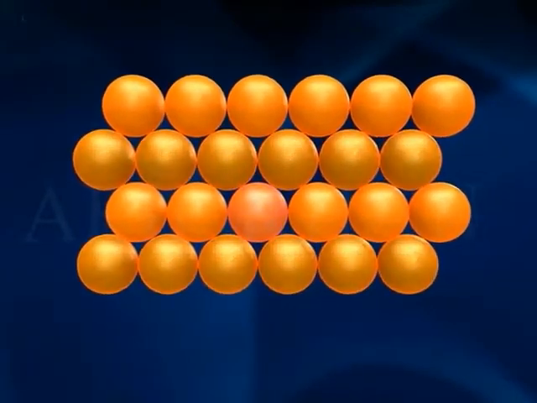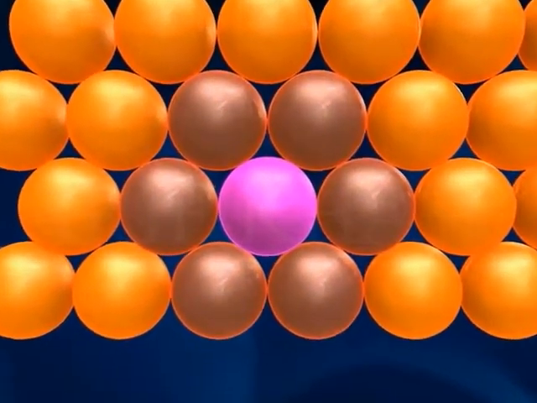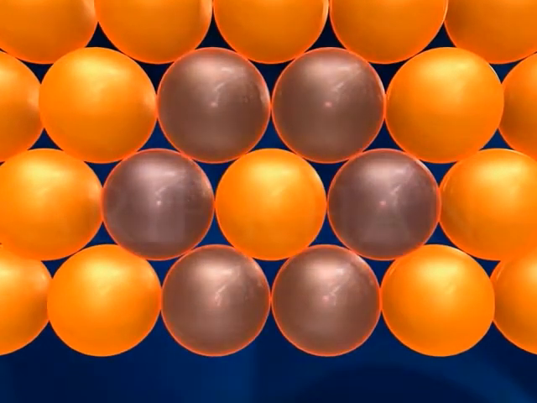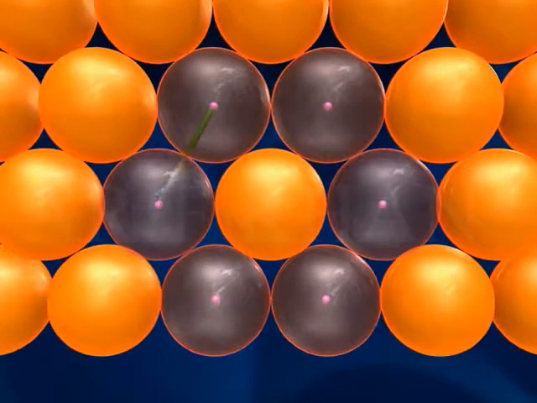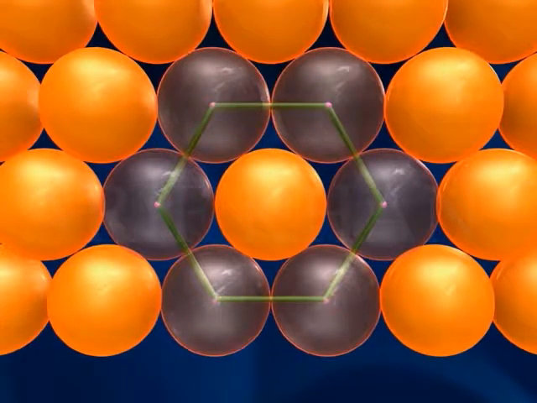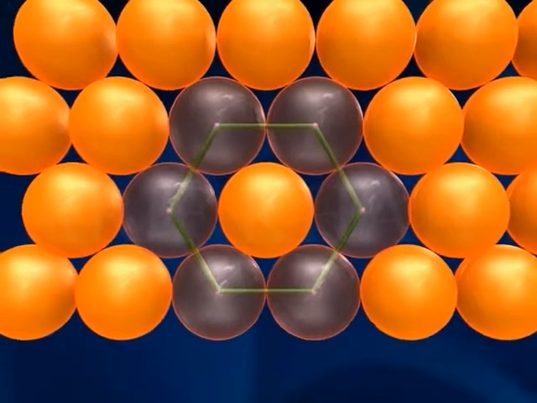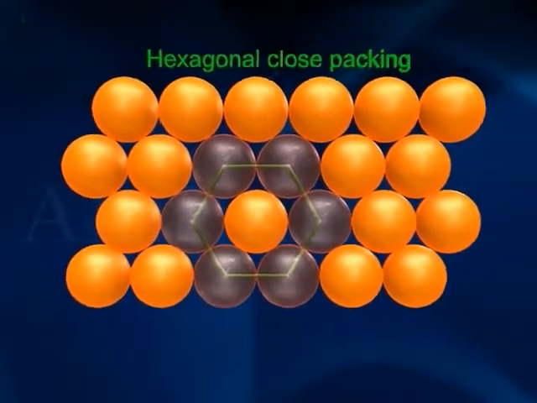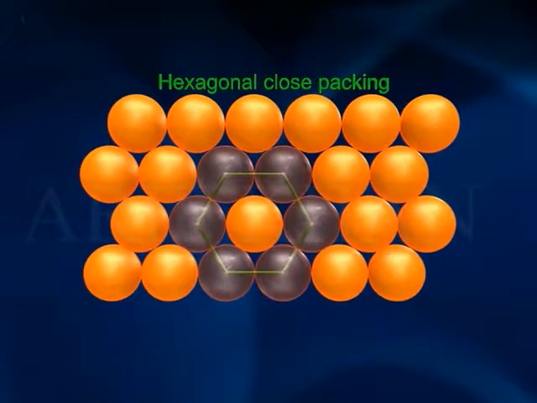In such a layer, each particle has 6 immediate neighbors. If the centers of the 6 immediate neighbors of a particle are joined, a regular hexagon is formed. Therefore, this kind of packing in two dimensions is called hexagonal close packing. In the hexagonal close packing, very less empty space is left. The empty spaces left are triangular and are called voids.